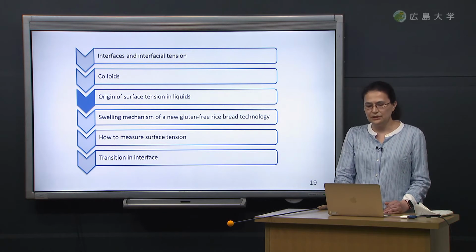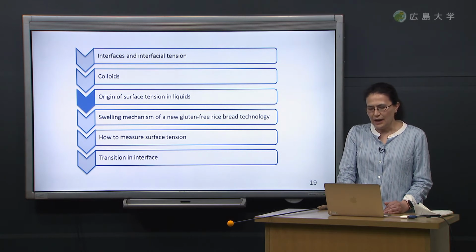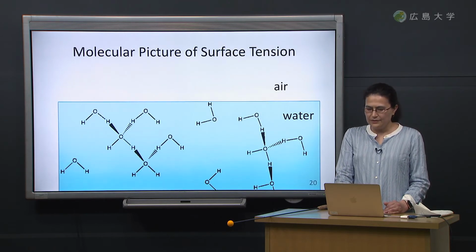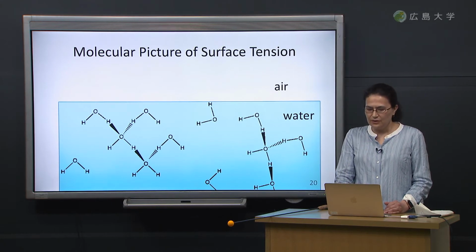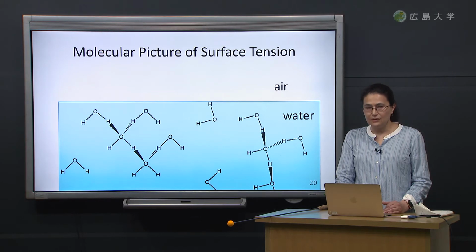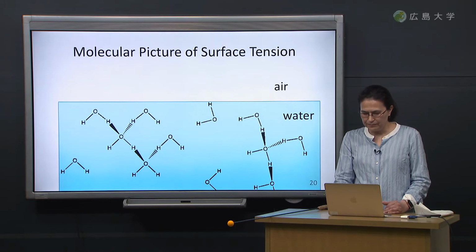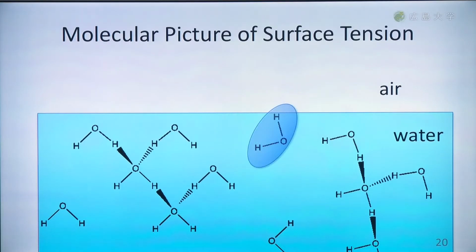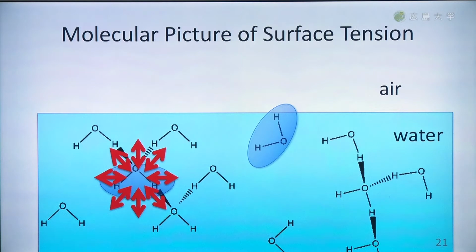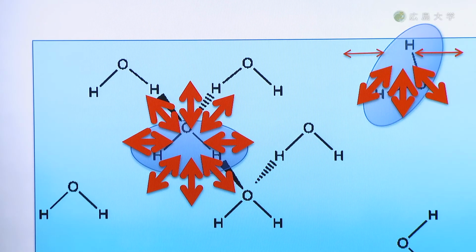Before going into details of the swelling mechanism, I want to talk about the origin of surface tension in liquids and how it is changed. Surface tension is the attractive force in liquids that pulls surface molecules into the rest of the liquid, minimizing the surface area. In a liquid, there are two types of molecules: those that are on the surface, exterior, and those that are inside the liquid, interior. The interior molecules are attracted to all the molecules around them, while the exterior molecules are attracted to the other molecules in the surface and to the molecules below the surface.